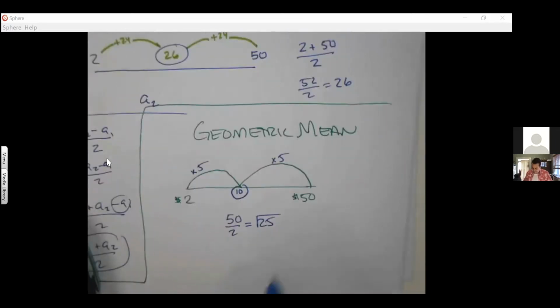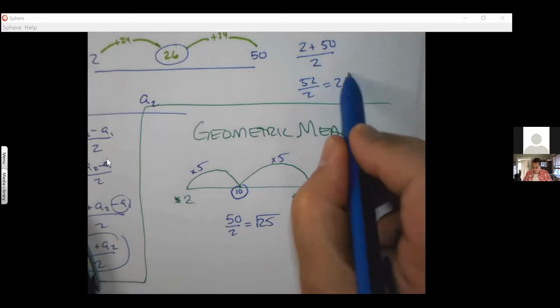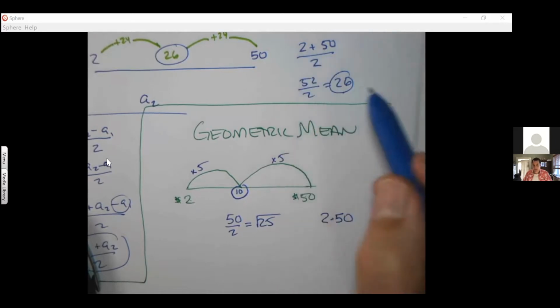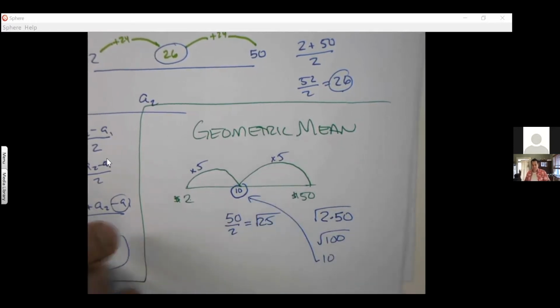So the geometric mean says to get from here to there and find this middle point, I'm going to take 2, not plus 50, 2 times 50. And then here we divided by 2 to say, what would the number have had to have been if it was the same number added together to make that total? Here we want to say, what would it take to have a number that multiplies together to make the same number as these two different numbers? Well, that's the square root. So for example, 2 times 50 is 100, square root of 100 is 10, and that's the geometric mean.